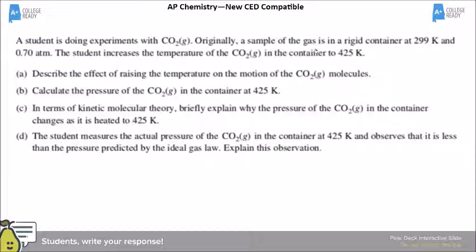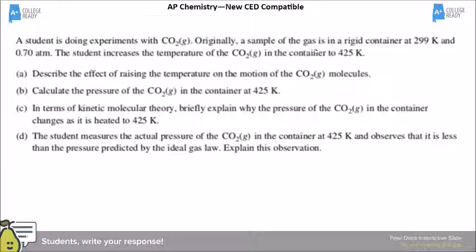In terms of KMT, explain why the pressure changes as it heats to 425. This goes back to that box I showed you before where we had the gases inside. So why would the pressure go up? Well, we know that hotter molecules are faster molecules, and when faster molecules strike the sides of the container, not only are you going to get more collisions more frequently because they're moving faster, they're also hitting with more force.